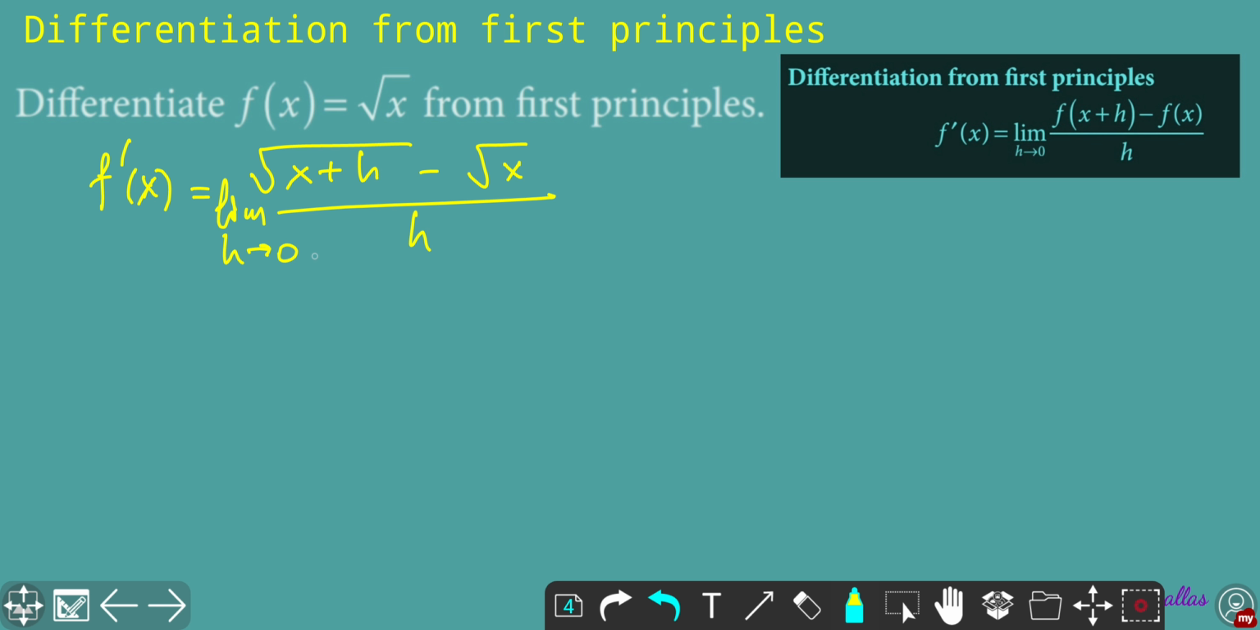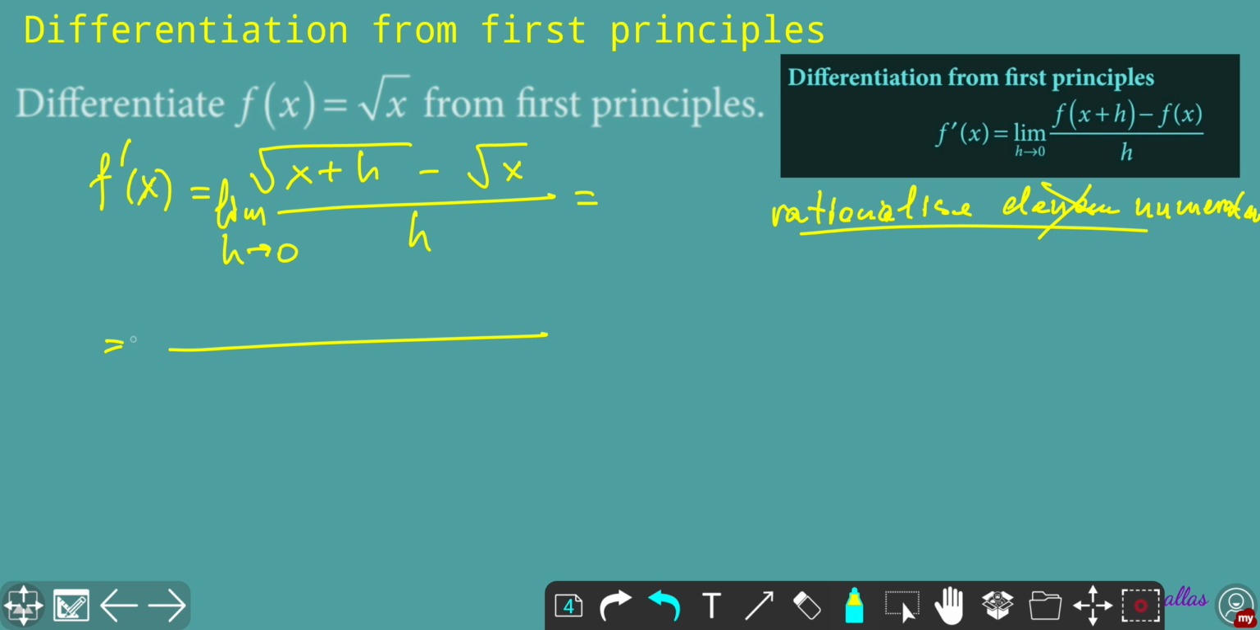But just remember how to work with surds. You can rationalize, but in the case of surds, you mostly rationalize the denominator. In this case, you need to do it in the numerator, because in the denominator there is nothing to rationalize, just h only left. So that's why you're multiplying by the conjugate.